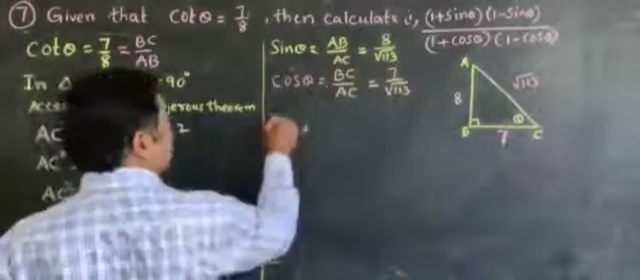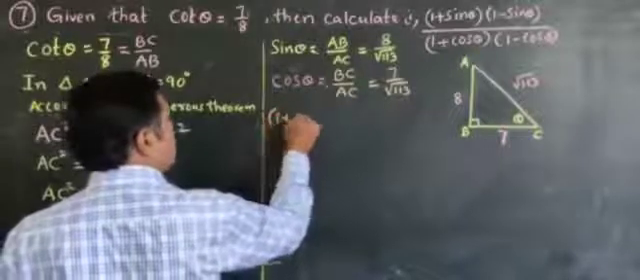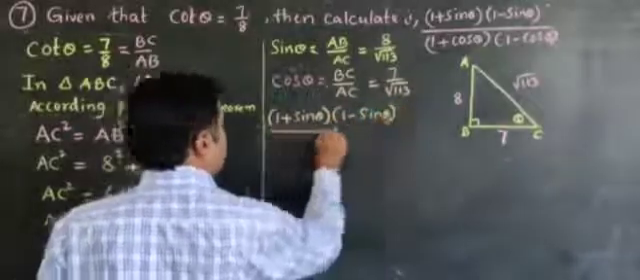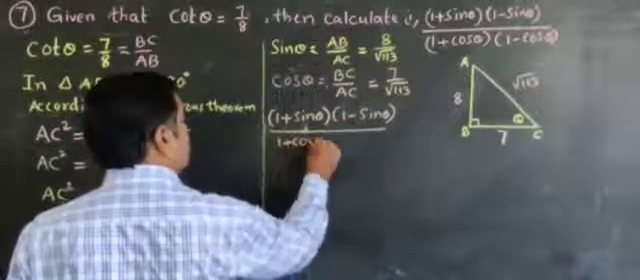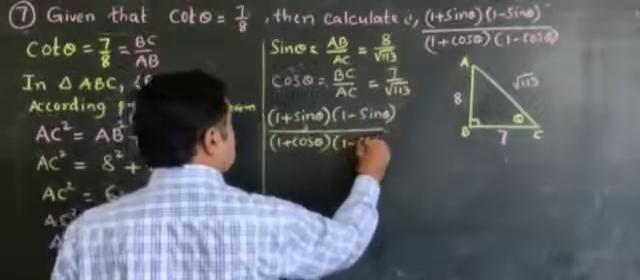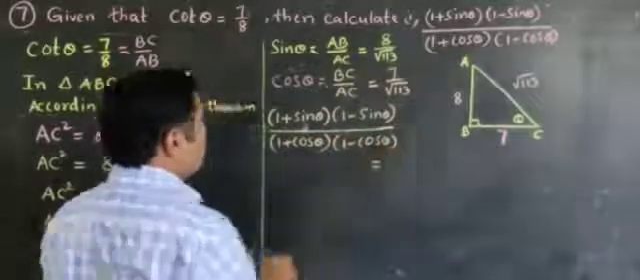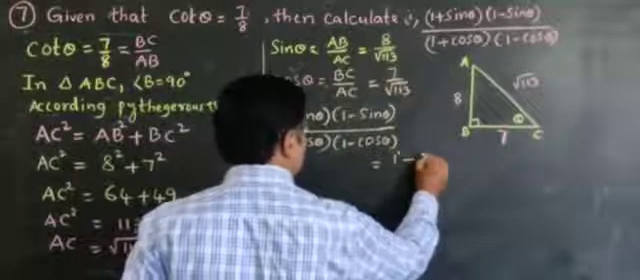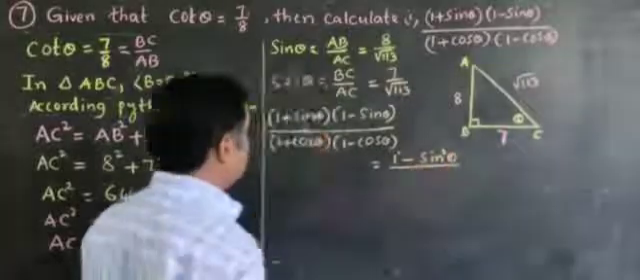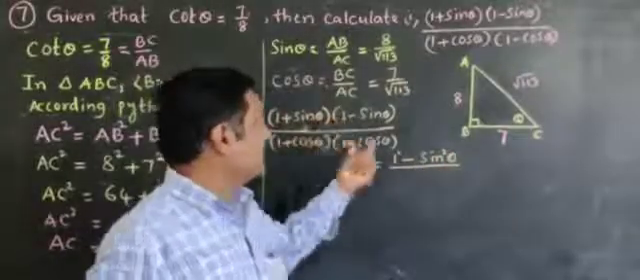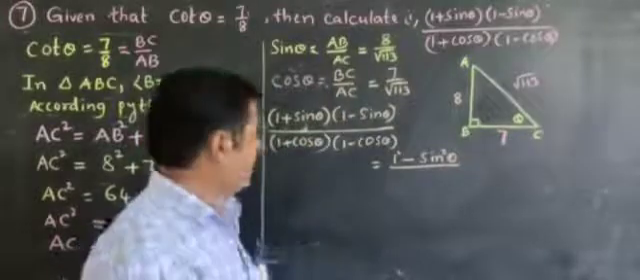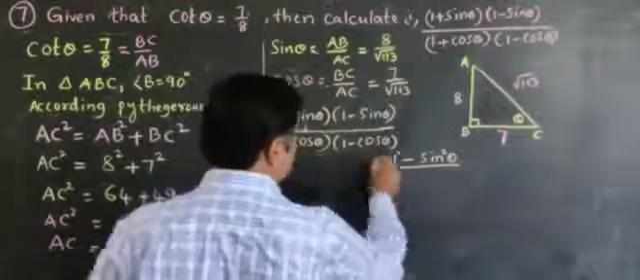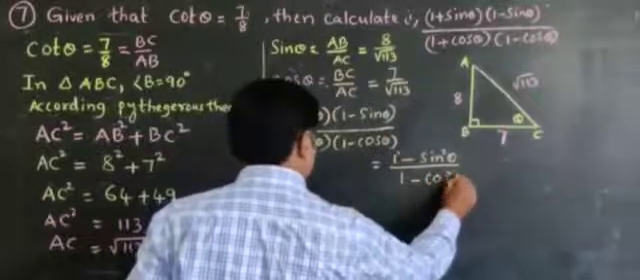Now take the question next, that is (1 plus sin theta)(1 minus sin theta) by (1 plus cos theta)(1 minus cos theta). First of all, it is looking like (a plus b) into (a minus b). The algebraic formula is there: (a plus b)(a minus b) is equal to a square minus b square. That's why 1 square minus sin square theta, and this is also 1 square minus cos square theta.